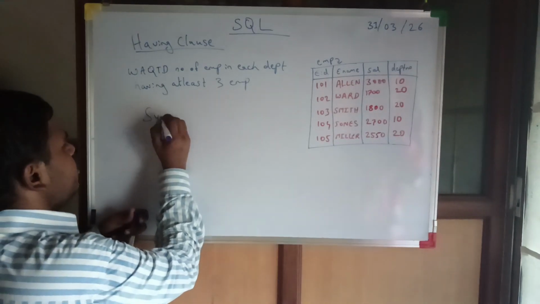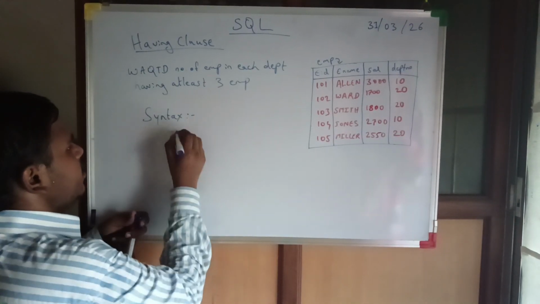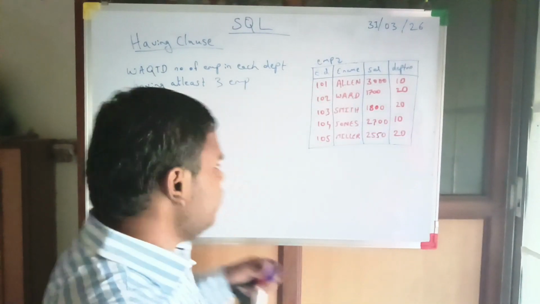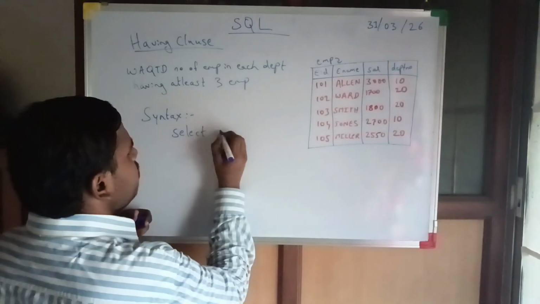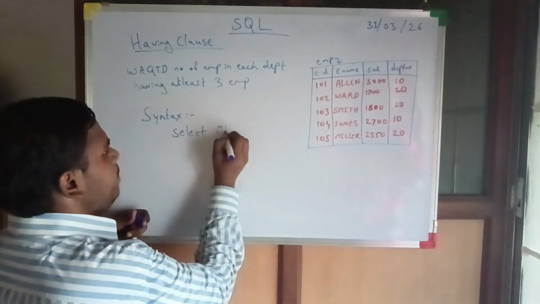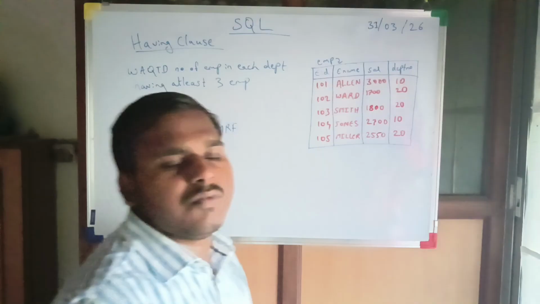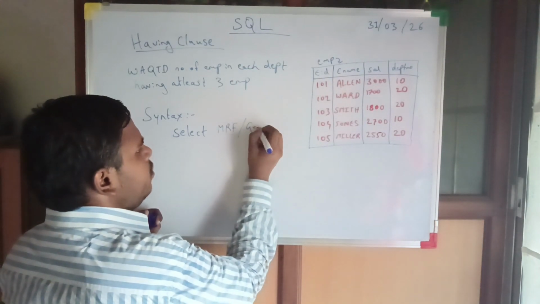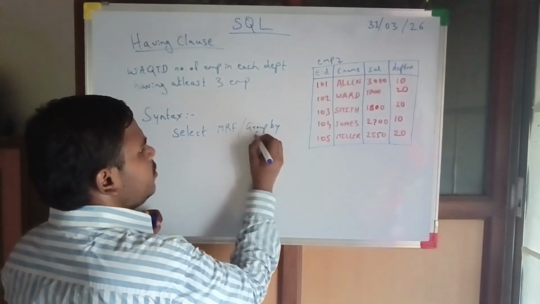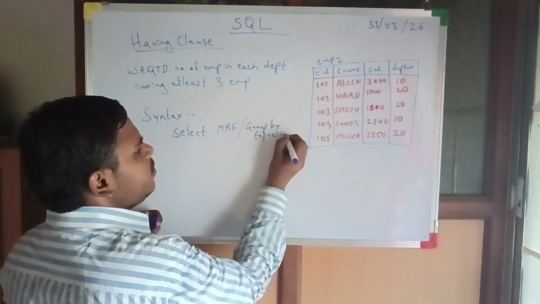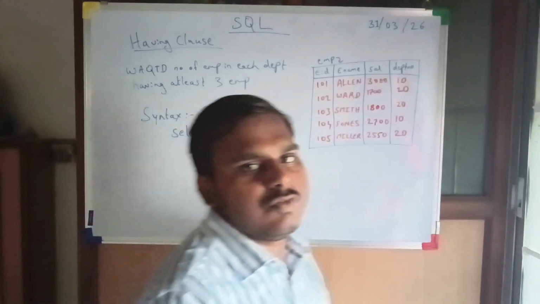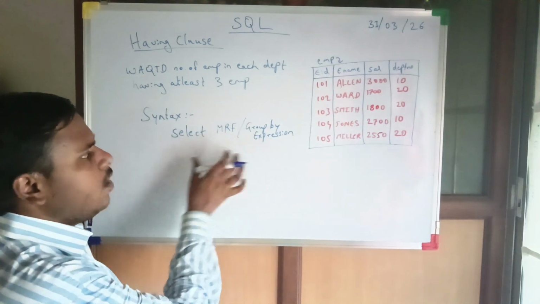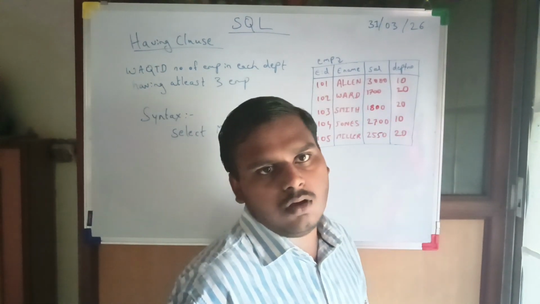The syntax is almost the same as the group by clause. Only one line is added. Select MRF, or someone will write an aggregate function, someone will write a group by function, or group by expression. What is a group by expression? The column name or expression which we pass in the group by clause is called the group by expression, which we can write along with MRF in the select clause.